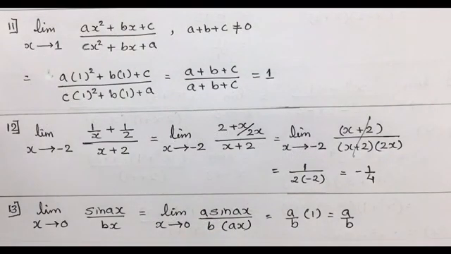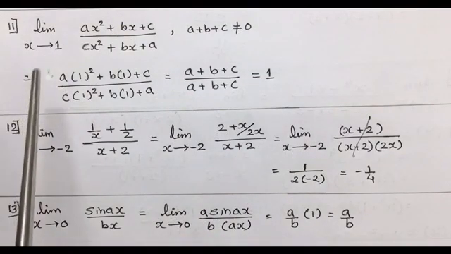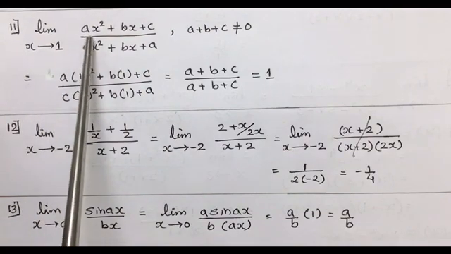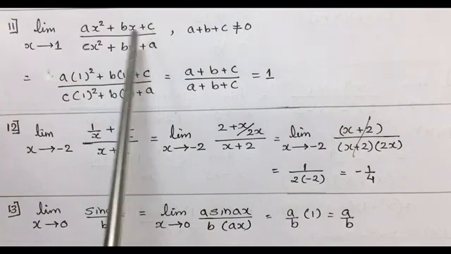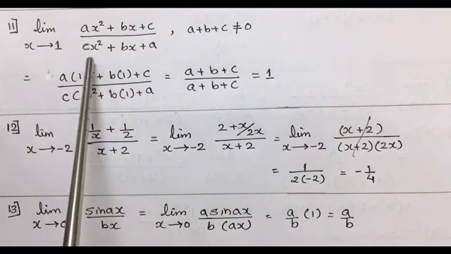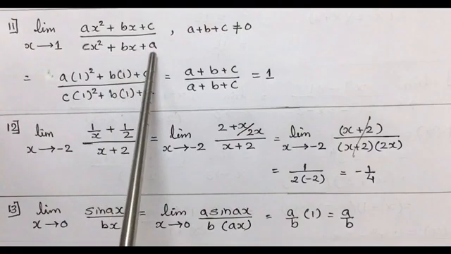Example number 11. Given is limit x tends to 1, ax square plus bx plus c divided by cx square plus bx plus a.